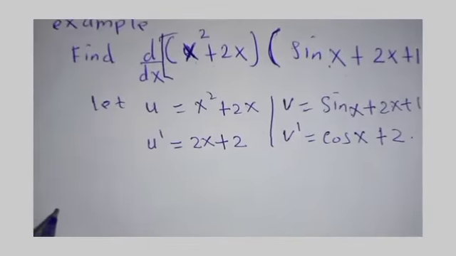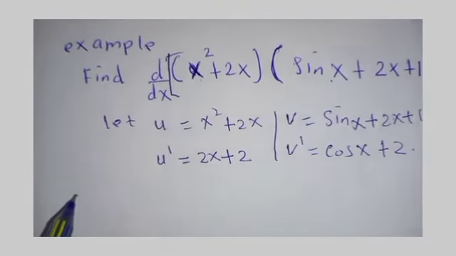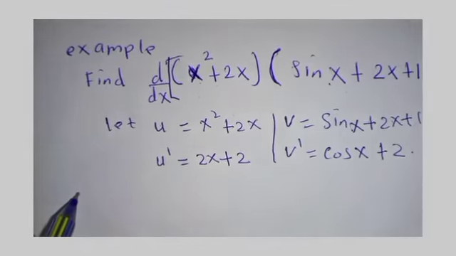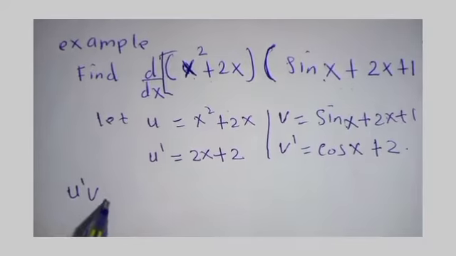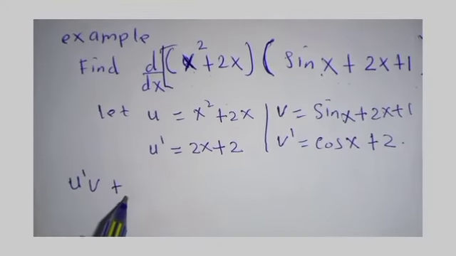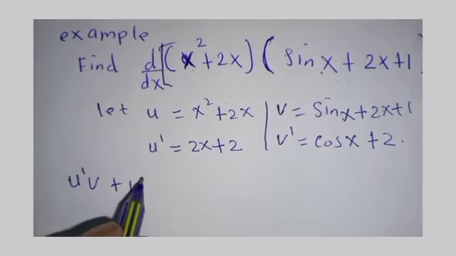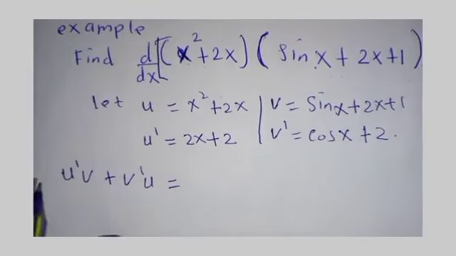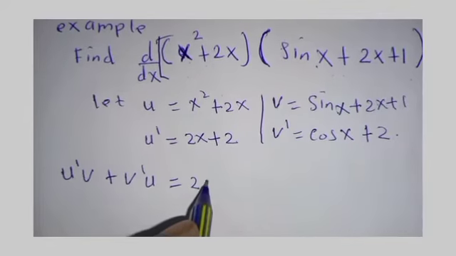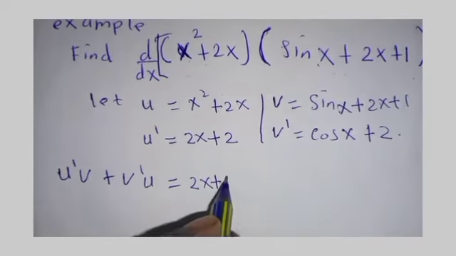So that is it. Then from there now we apply the rule. We apply our rule: u prime multiplied by v plus v prime multiplied by u, which is equal to, so we substitute u prime is 2x plus 2.